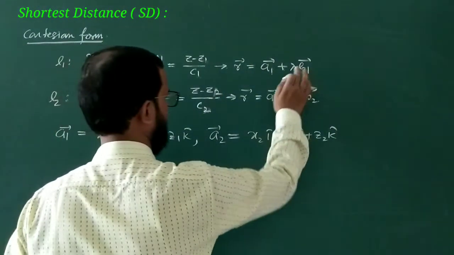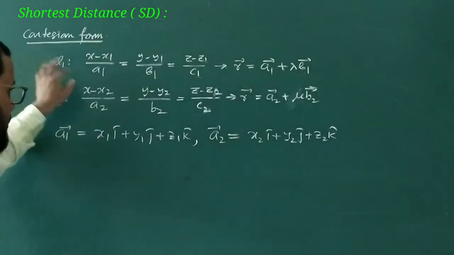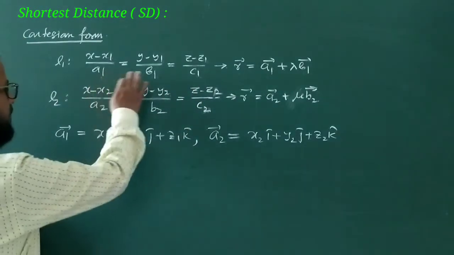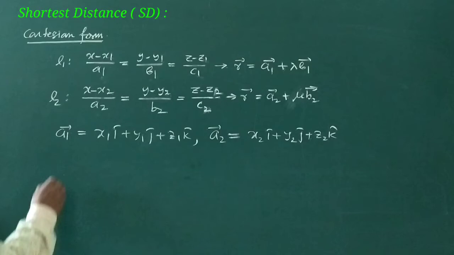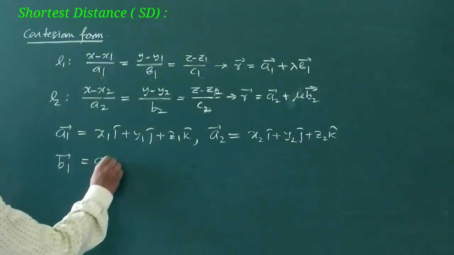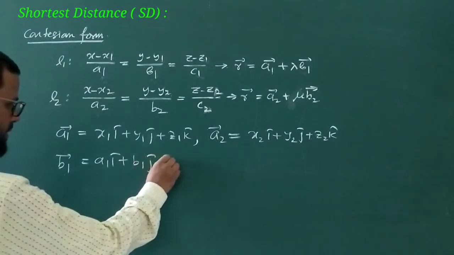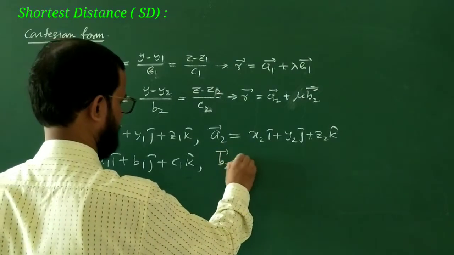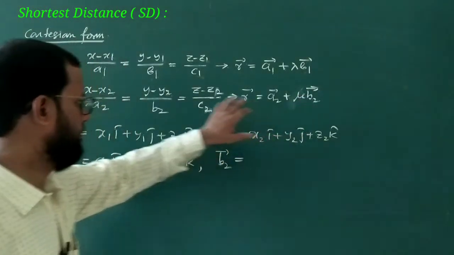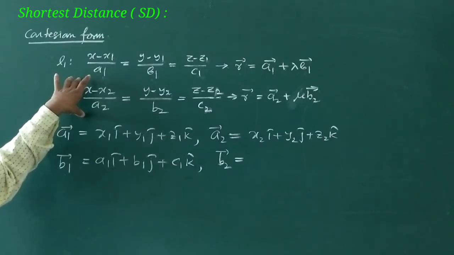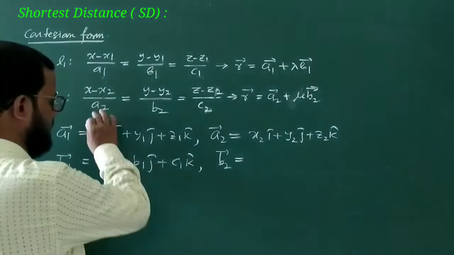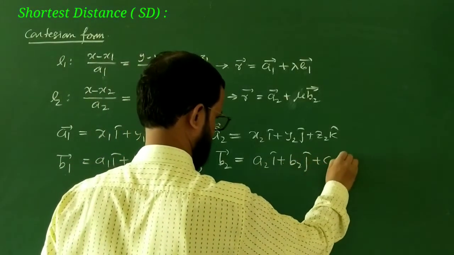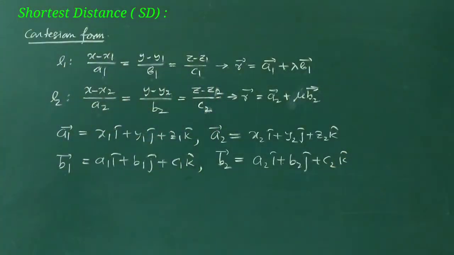And what is the b1 vector? The b1 vector is parallel to this line. What is the direction ratio of the line? a1, b1 and c1. So the b1 vector will be a1 i cap plus b1 j cap plus c1 k cap. Similarly, the b2 vector is also parallel to the second line, and therefore b2 vector can be written as a2 i cap plus b2 j cap plus c2 k cap. You can easily write it.